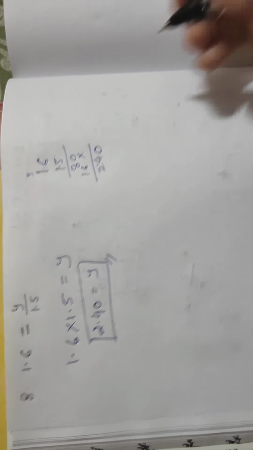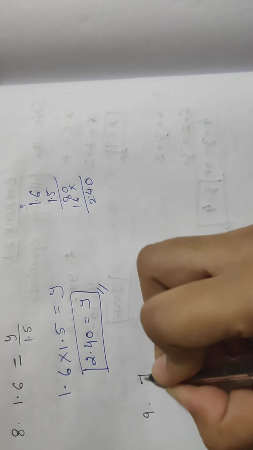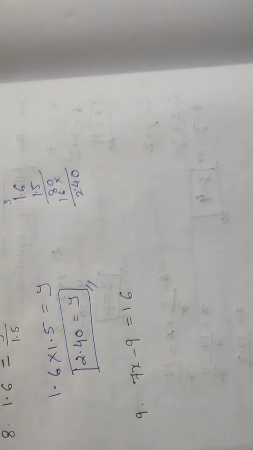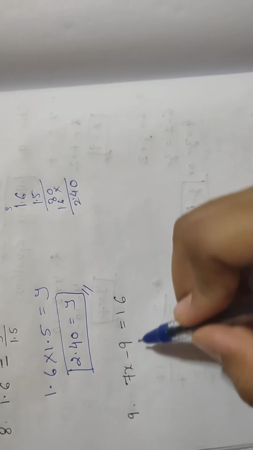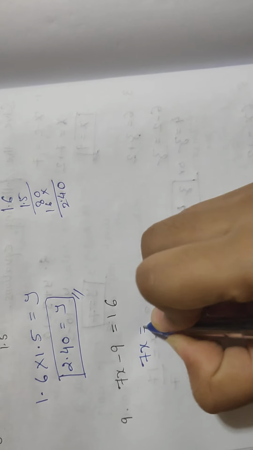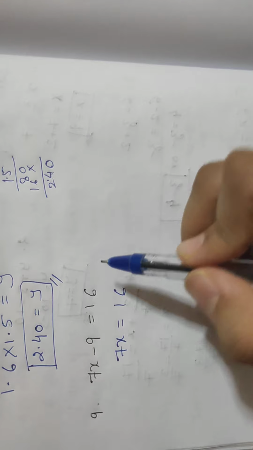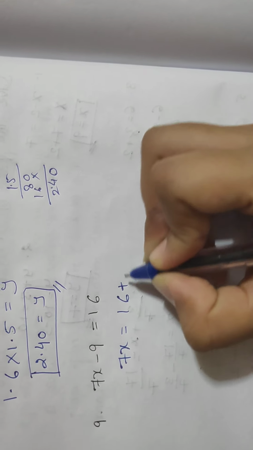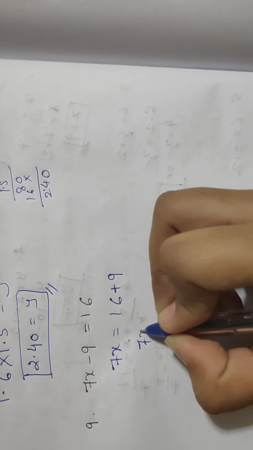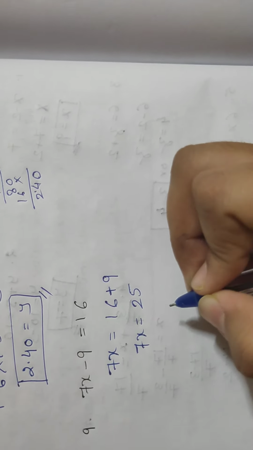Now let us see what is question number 9. In question number 9 they have given 7x minus 9 is equals to 16. So here first we have to take this 9 from this side to this side. So it will be 7x is equals to 16, as it is minus here, so it will be added here. So it will be 16 plus 9. So we'll find that it is 7x is equals to 16 plus 9, that is 25.